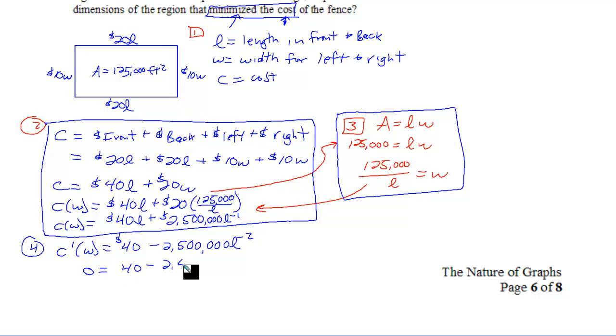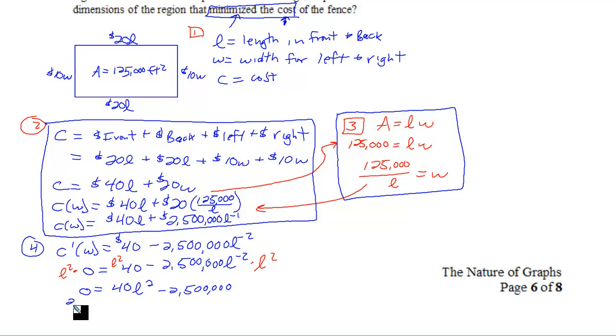I'm going to get rid of my dollar signs now just because they are annoying me. Now you have to solve the equation. I'm going to multiply each term by L squared. What I'm showing you here in red, you would not have to show this, but I'm doing it just to help you understand. L squared times 0 is 0. L squared times 40 is 40L squared. Here, when you multiply the same base, L's, add the exponents. Negative 2 plus 2 is 0. L to the 0 is 1. So this is minus 2,500,000.